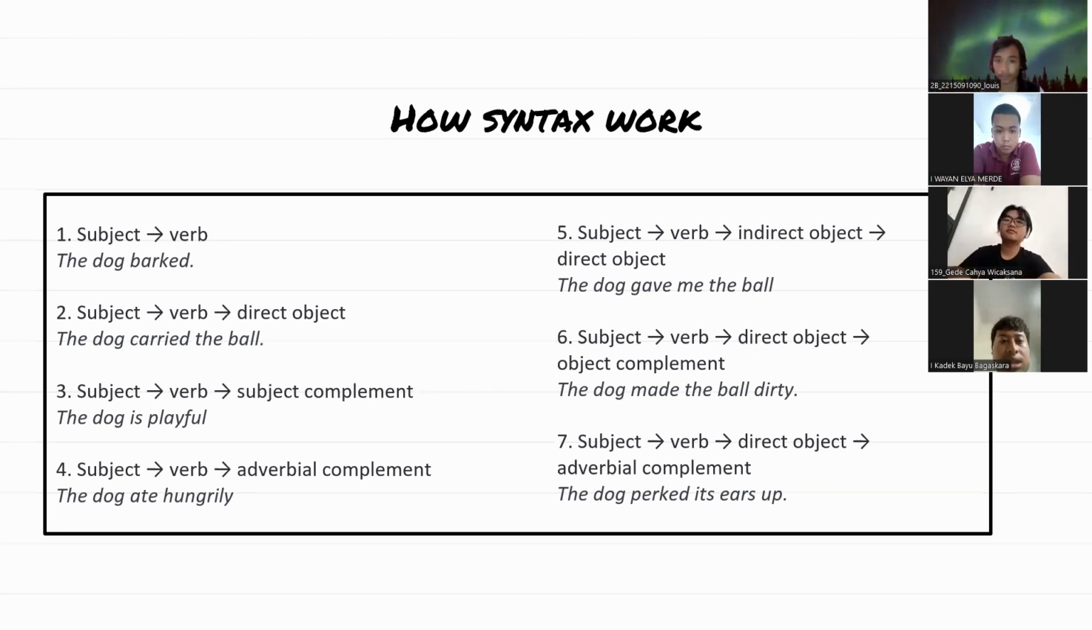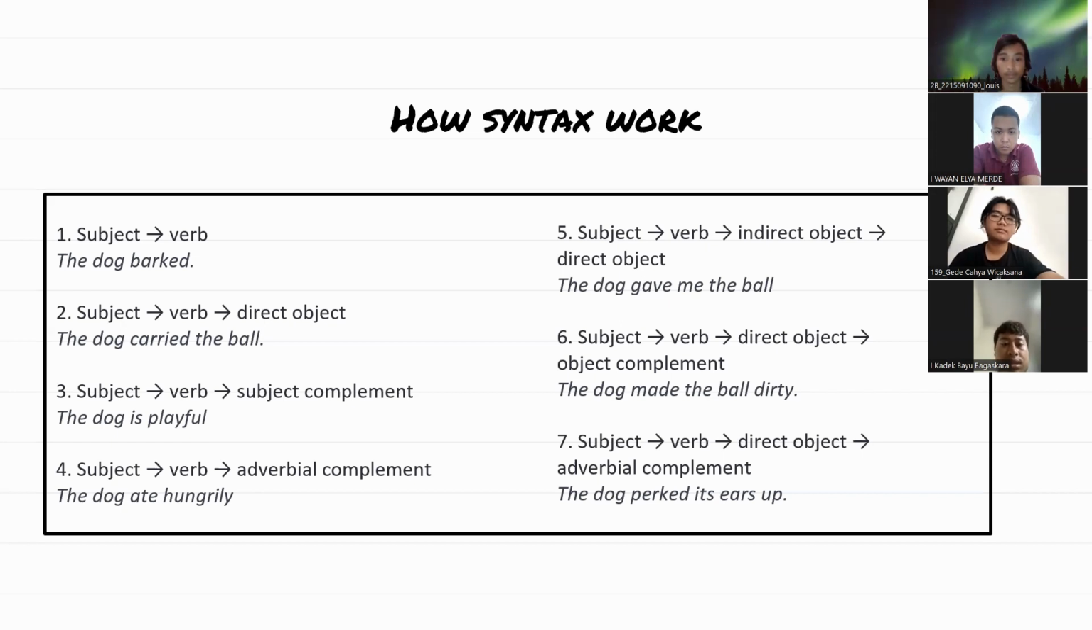Number one, subject and verb. The dog barked. This is the standard syntactic pattern, including the minimum requirement of just a subject and verb. The subject always comes first. Number two, subject, verb, direct object. The dog carried the ball. If the verb is transitive and uses a direct object, the direct object always goes after the verb.